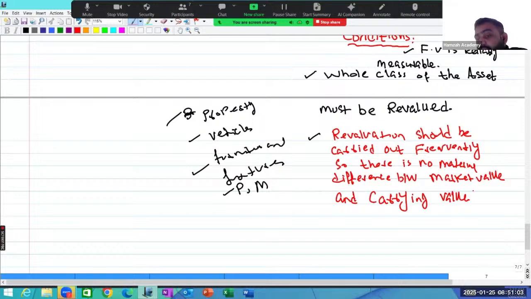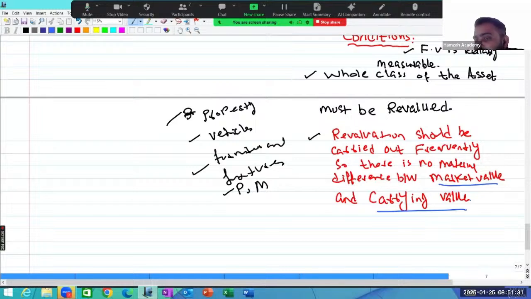That means if you are using the revaluation model, you need to ensure that the carrying value, the value at which you are carrying the asset in a financial statement, and the market value are not materially different. If there is any material difference between them at any particular time, then you need to revalue the asset again. So you can keep the carrying value and market value on the same page.